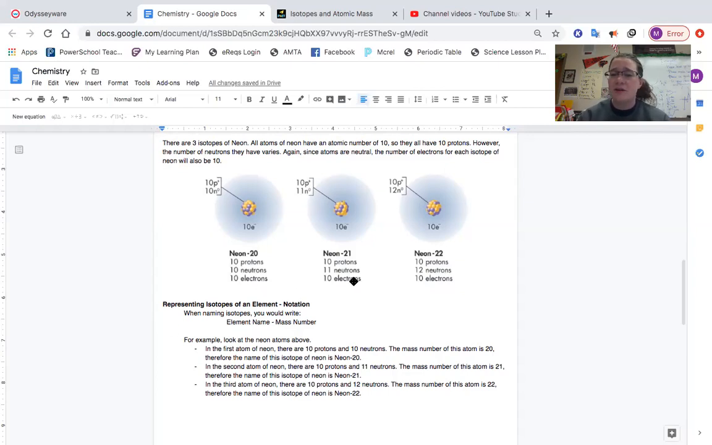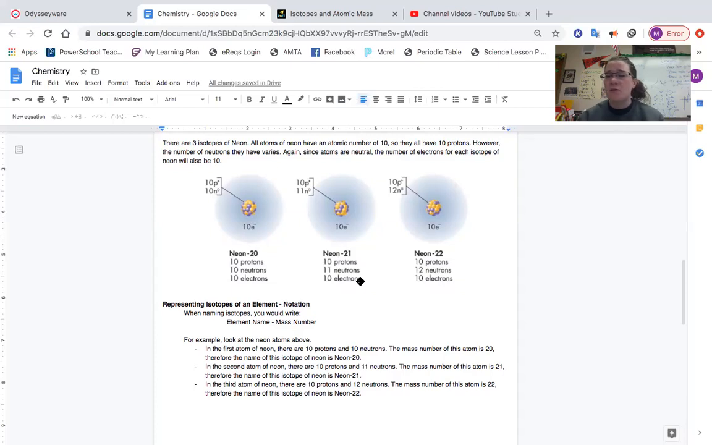The number of electrons is also going to stay the same because all these atoms of neon are neutral atoms. So the number of protons has to balance the number of electrons. We have 10 protons and 10 electrons. The one thing that does change, even though it's neon every single time, is the number of neutrons.